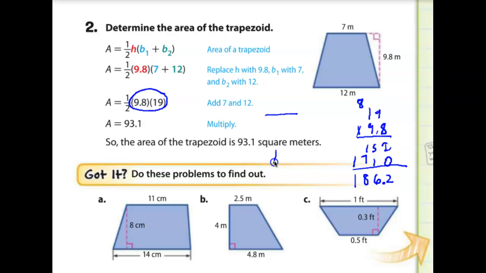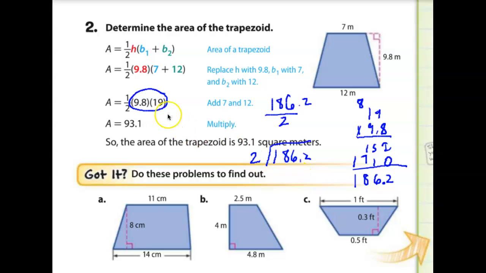So we're going to take 186 and 2/10, and we're going to divide that by 2, because in the formula, 186 and 2/10 divided by 2. Now, this says multiply by 1/2, but dividing by a whole number 2 is equivalent to multiplying by 1/2. And if you want to multiply by 1/2, we could do that.